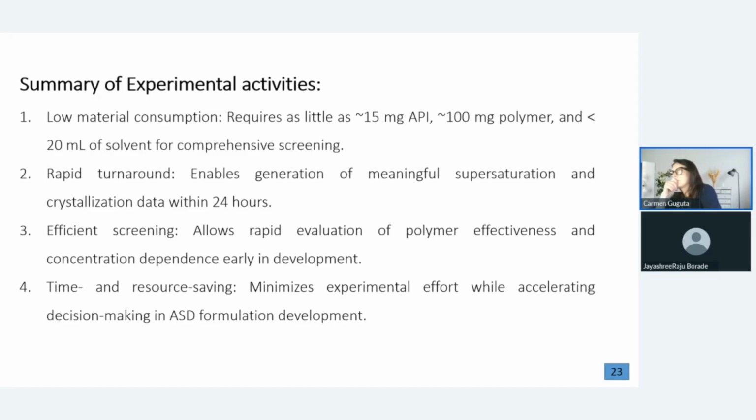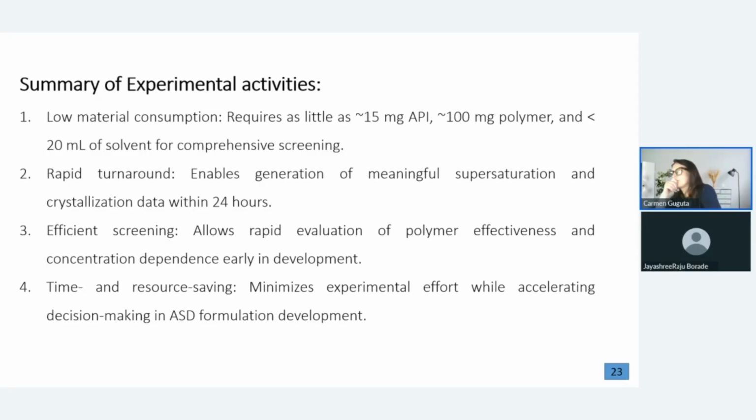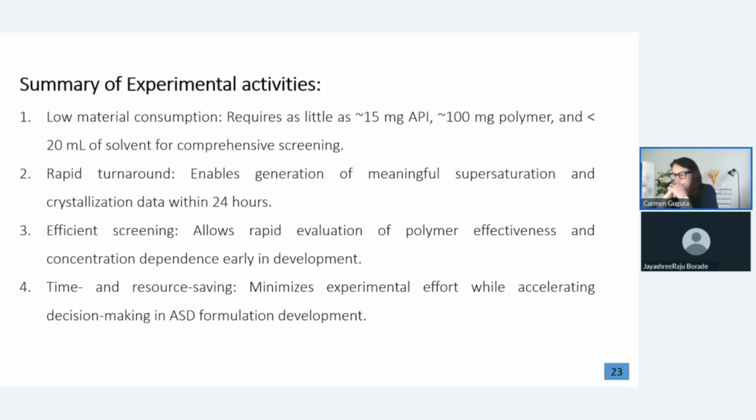Second, rapid turnaround time. With Crystal16, we could generate meaningful supersaturation and crystallization data within just 24 hours, and this significantly accelerates our screening process. Third, efficient screening. The system allows simultaneous evaluation of multiple polymer types and multiple concentrations at a single time. This helps us quickly understand the polymer effectiveness and concentration dependence in a controlled and reproducible way.